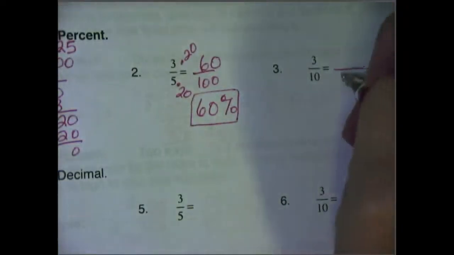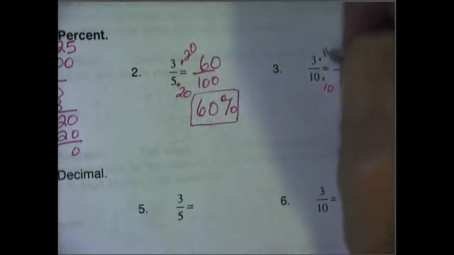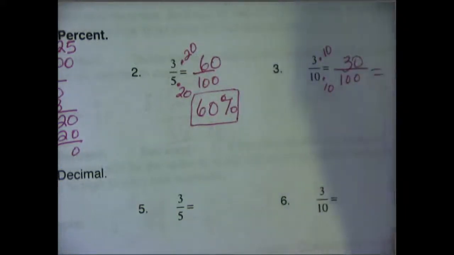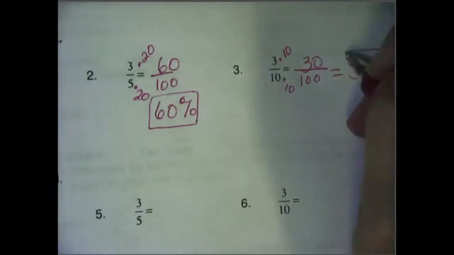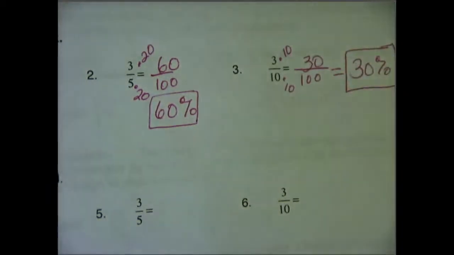3/10, also easy to change to 100. 10 times 10 is 100. 3 times 10 is 30. So we take that 30, add a percent sign, and 3/10 is the same as 30%.